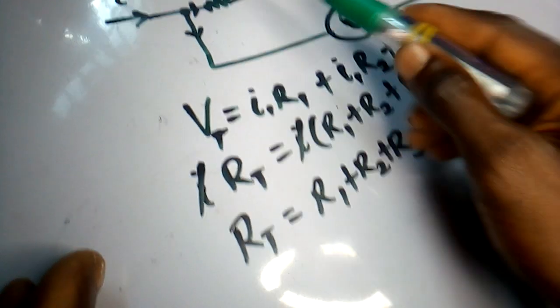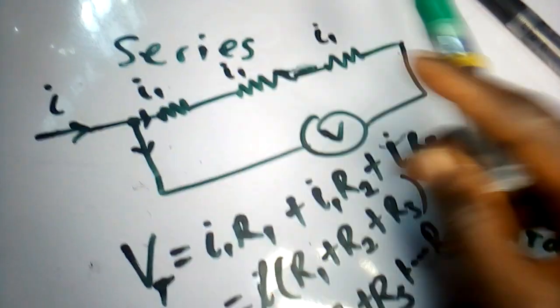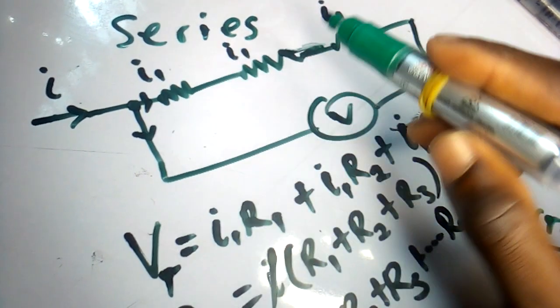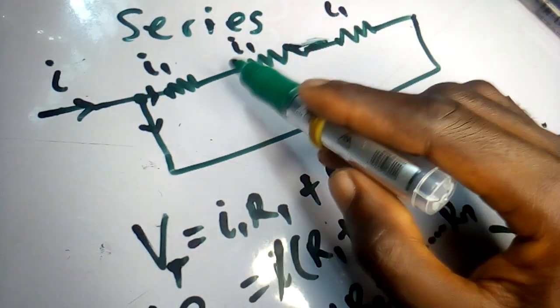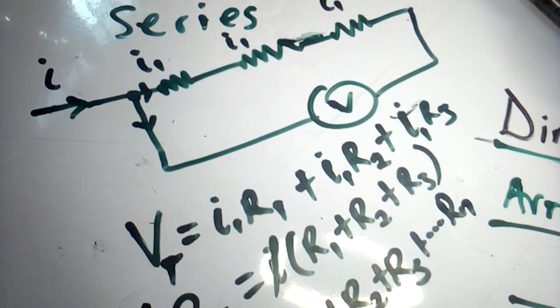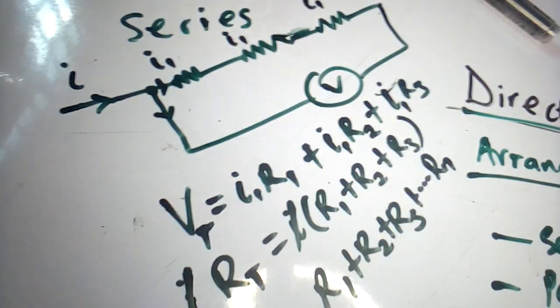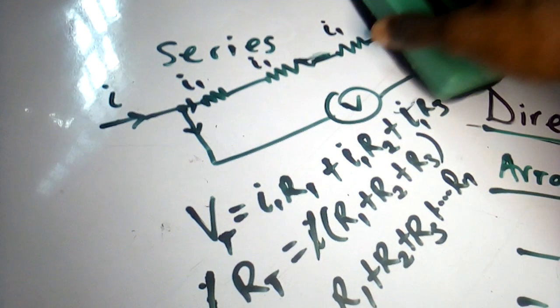So when you have resistors in series and you want to know the total resistance offered, just add the values of the three or more resistors connected in series. It's quite simple, so just do that. Now we move to when they are connected in parallel.